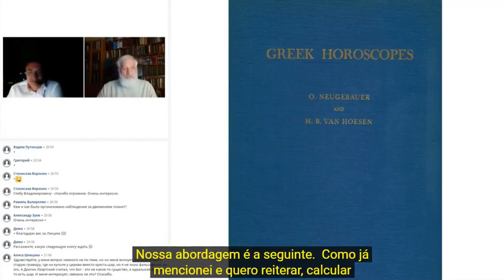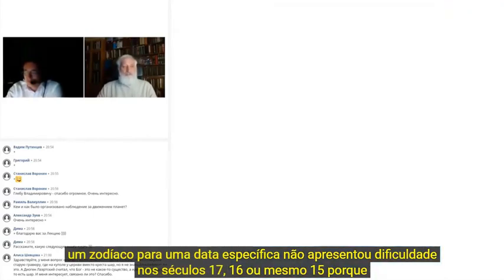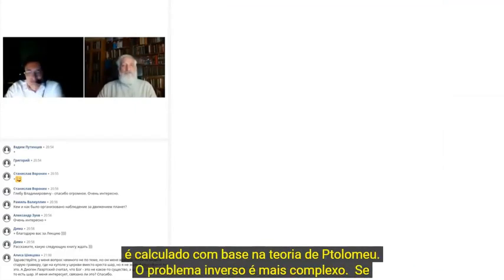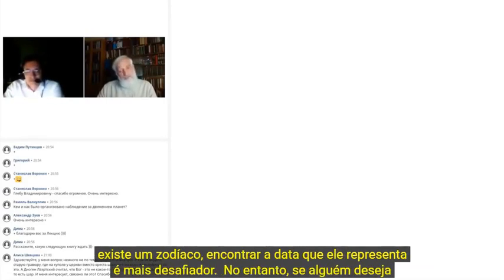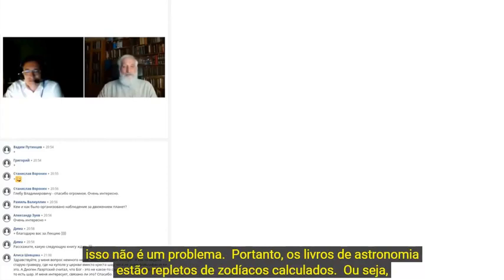As I've already mentioned and want to reiterate, calculating a zodiac for a specific date posed no difficulty in the 17th, 16th, or even 15th century because it is calculated based on Ptolemy theory. The reverse problem is more complex. If there is a zodiac, finding the date it represents is more challenging. However, if one wishes to draw a horoscope for a specific date, for a medieval scholar familiar with Ptolemy theory, it is not a problem.